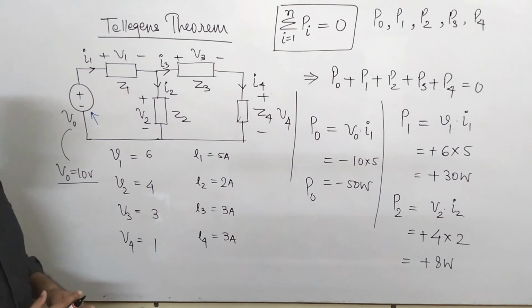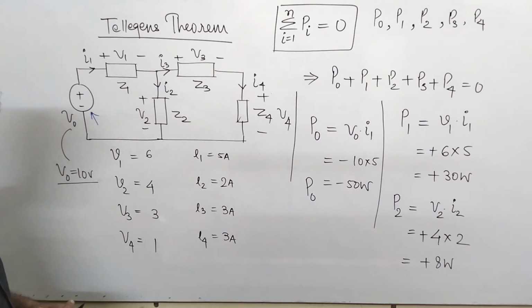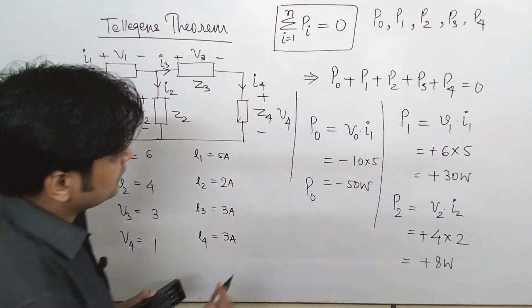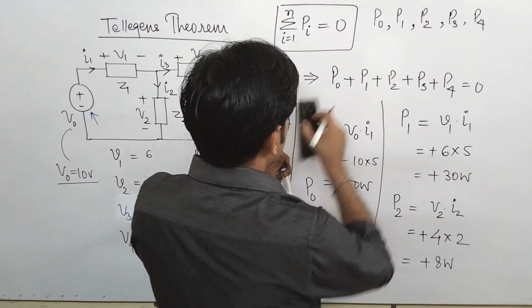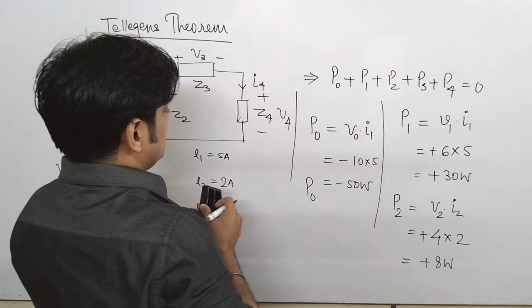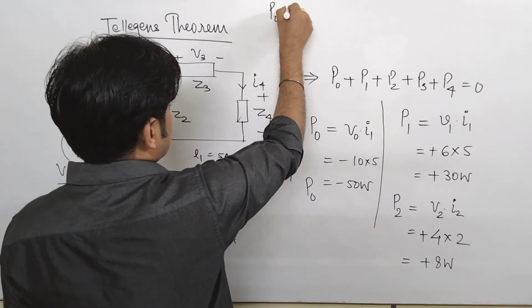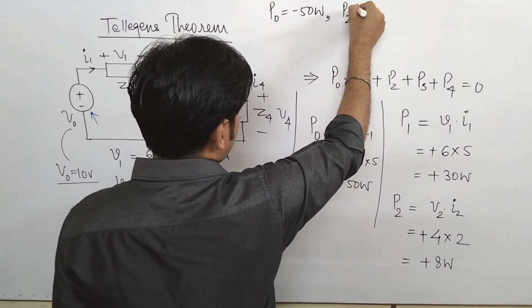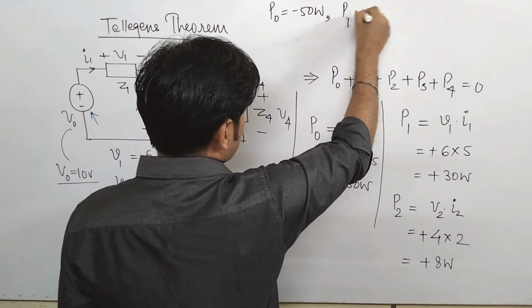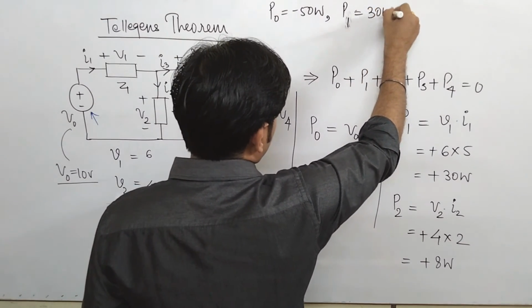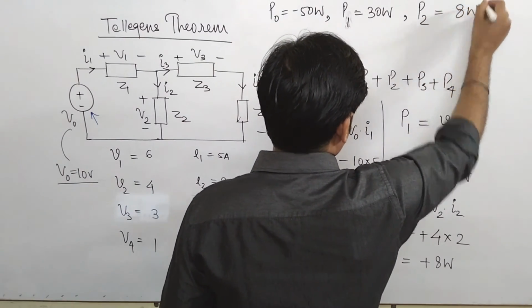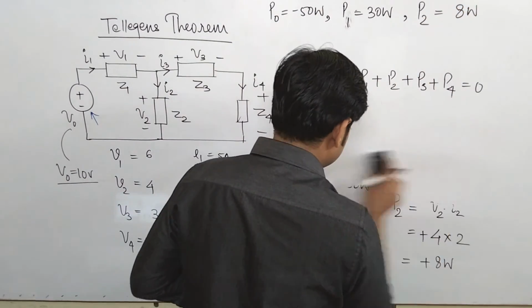Now we will find the value of P3. I will just write here the values so far. The value of P0 we have found as minus 50 watt. The value of P1 we have found as 30 watt. The value of P2 we have found as 8 watt.